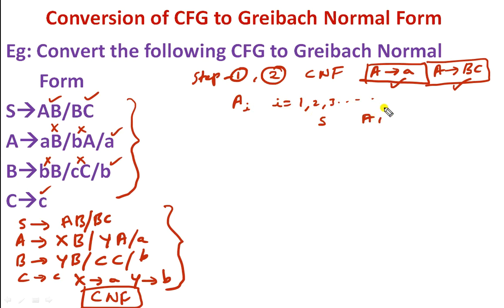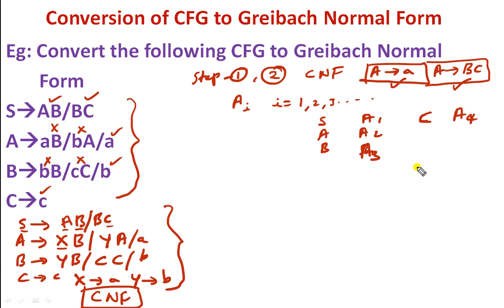A1, A is replaced with A2, B is replaced with B2. So you can observe that we need to follow the same sequence. First variable is S, second variable is A, third variable is B, fourth variable is C. C is replaced with A3, capital C is replaced with A4, and A we have already replaced.